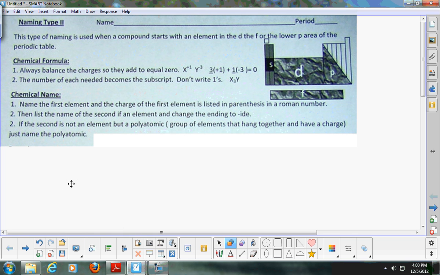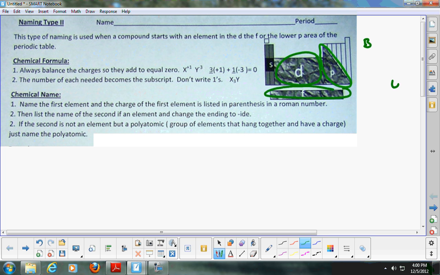Okay, welcome to the next type of naming, type 2. In type 2 naming, what we're going to worry about is the D area, the lower P, and the F area. So again, we're taking from boron to astatine, that diagonal line, and we're going to be below that diagonal line.